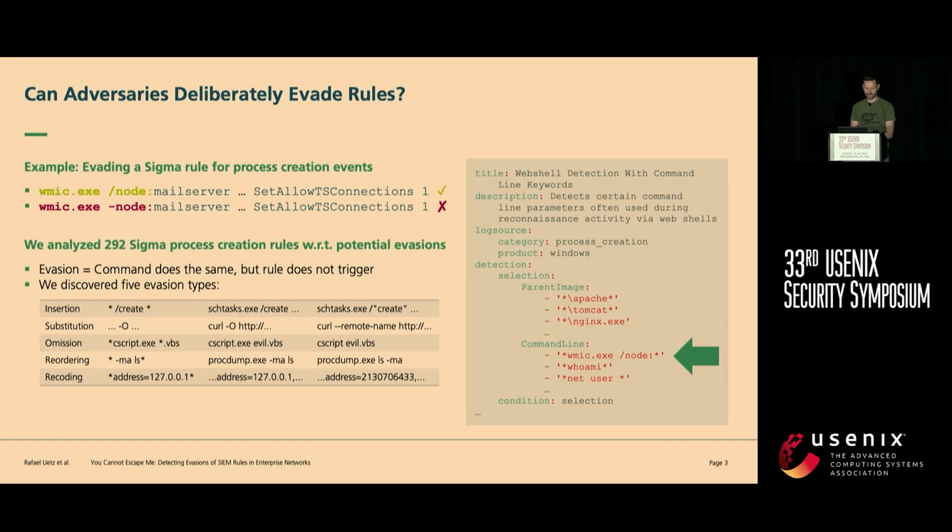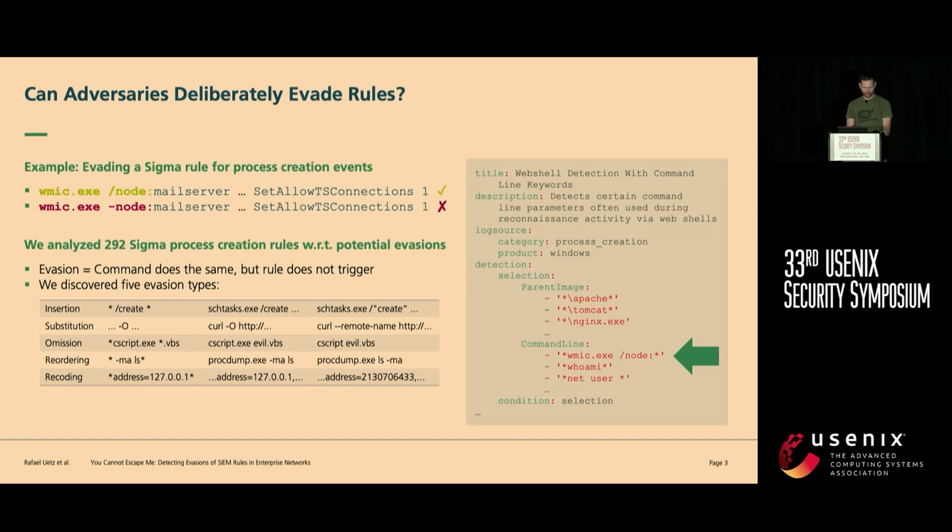So here we could replace the -o parameter in a curl command, which is looked for in a signature, by an alternative that is called remote name. Sometimes we can also simply omit parts of command lines. One signature in Sigma looks for cscript.exe, but we can simply leave out the .exe in the end because the binary will still be started on a Windows system.